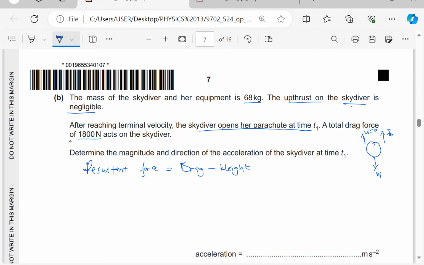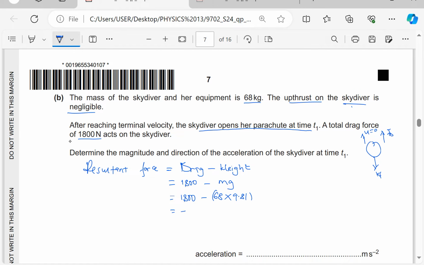But then, opening the parachute would mean that this person is going to slow down. That means the resultant force is actually in the opposite direction to that of motion. So the drag force is going to be 1800 minus the weight, which is actually m times g. So this is 1800 minus the mass. I think the mass was 68, then times g, which is 9.81.